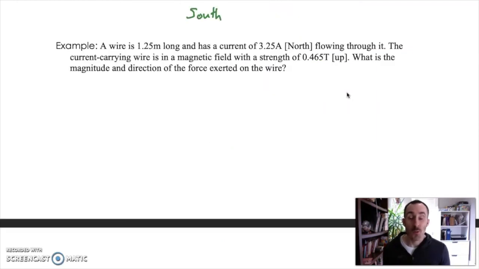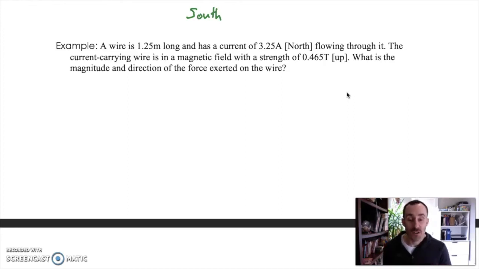And finally, we'll do one example that puts it all together. A wire is 1.25 meters long and has a current of 3.25 amps north flowing through it. The current carrying wire is in a magnetic field with a strength of 0.465 Teslas up. What is the magnitude and direction of the force exerted on the wire? So we're going to do the calculation part in a moment, but let's just do the direction part right away because we just learned about that.